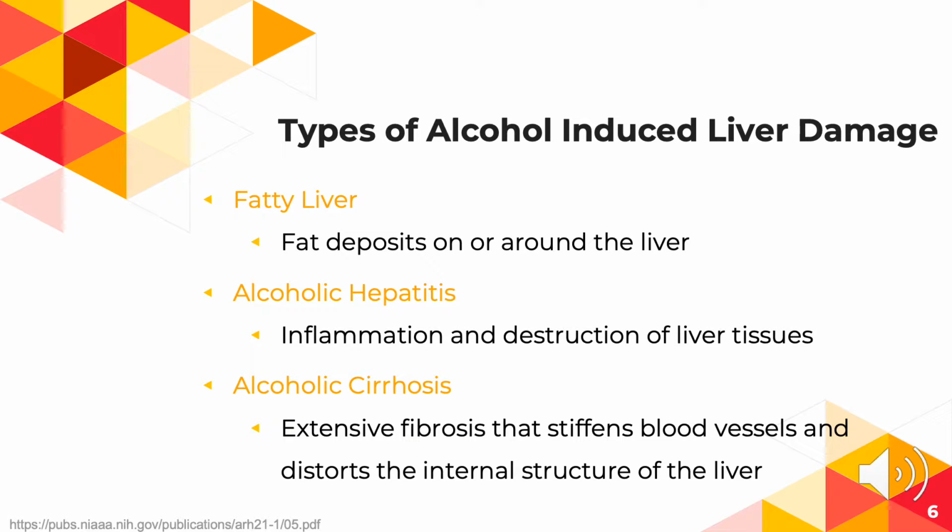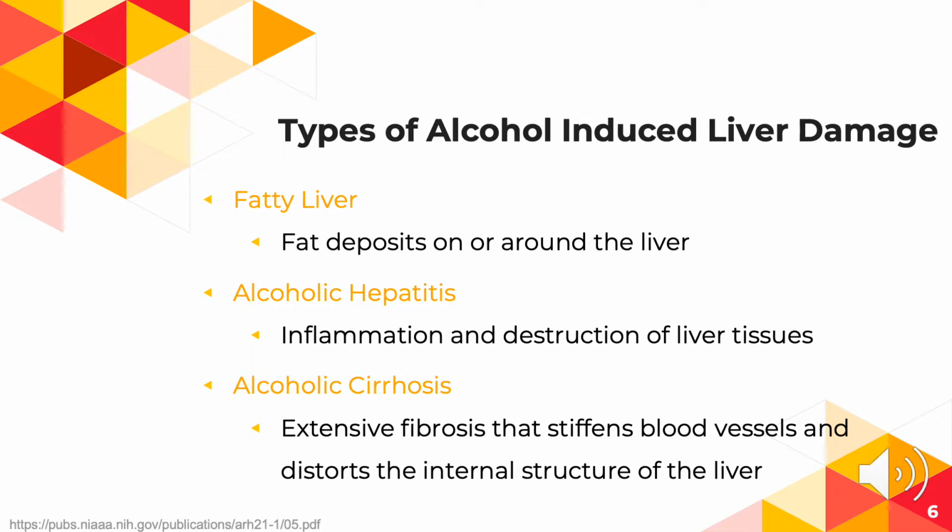According to the National Institute on Alcohol Abuse and Alcoholism, there are 3 types of alcohol-induced liver damage. The first type is fatty liver disease. This is when fat deposits on or around the liver. To some degree, this happens in almost all heavy drinkers. It could also occur in non-alcoholics after a single drinking session. Fatty liver is reversible and is not believed to lead to more serious damage.